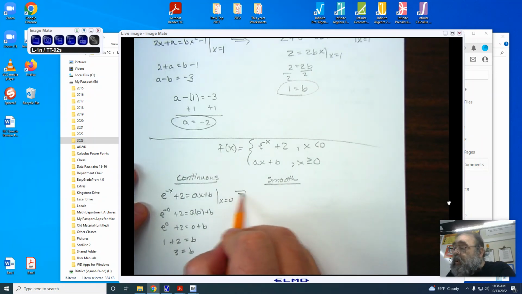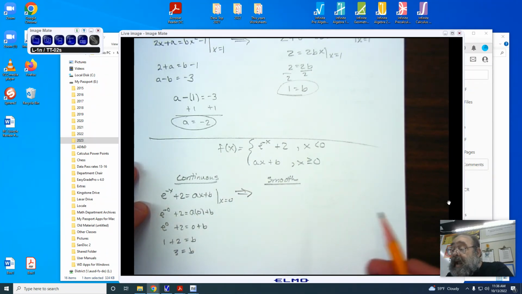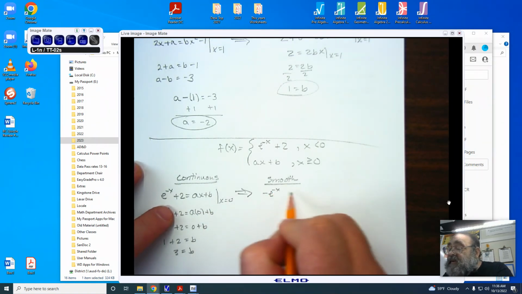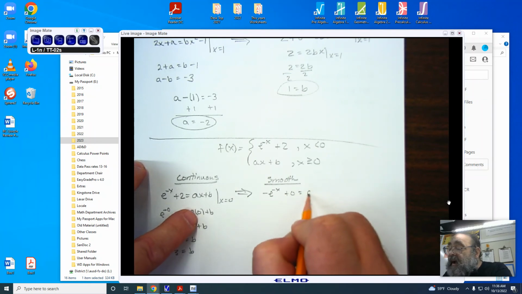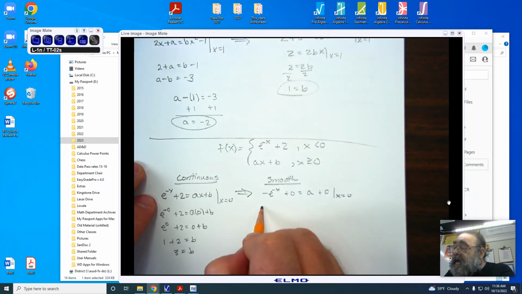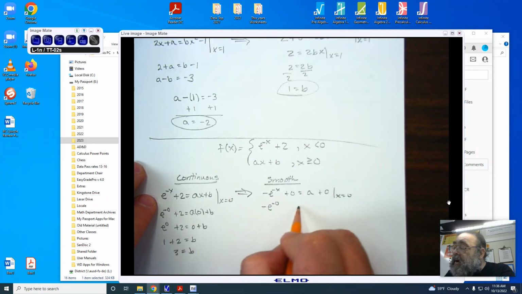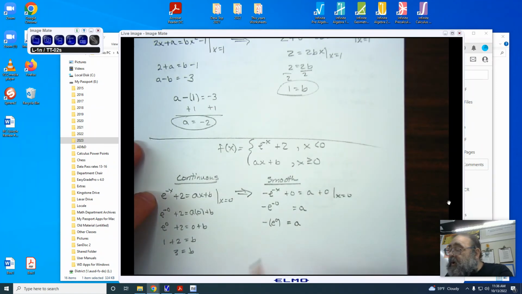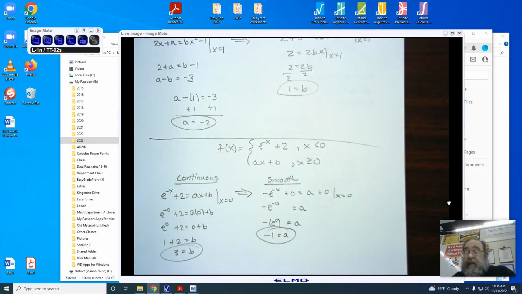We're now going to do the smooth portion. After all, we don't know what a is yet, so we're taking our derivative. Negative e to the negative x, the 2 goes to a 0. I have a plus 0. This is at x equals 0. I get negative e to the negative 0 power equals a. That's e to the 0 times the negative 1. Notice, put the parentheses around it and follow your order of operations. It will allow you to get your answer correct. We then find our a and b.